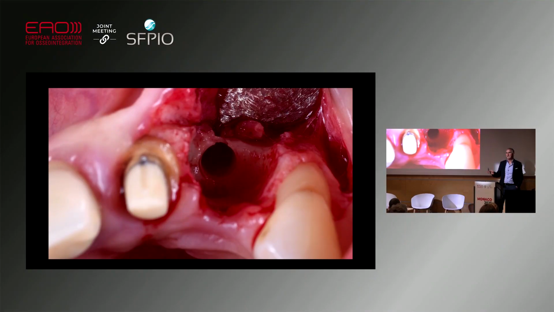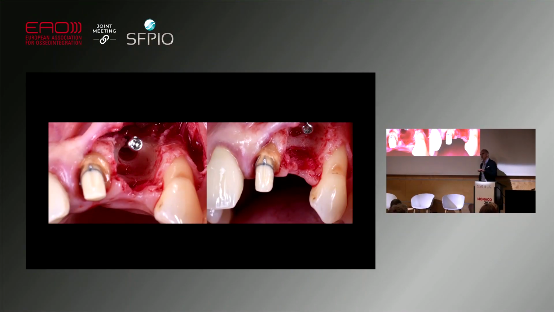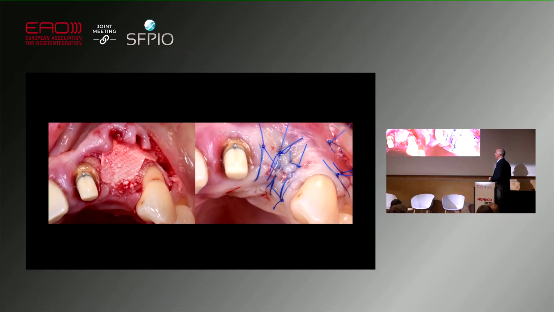I again went with the same GBR technique: addition of hyaluronic acid to my DBBM material, addition of hyaluronic acid to my membrane, and additional stabilization of this membrane with an osteosynthesis screw. Here is the application of the membrane, application of the DBBM material, and topical application of hyaluronic acid onto the wound, onto the flap, but also directly onto the membrane in order to get a longer standing time.